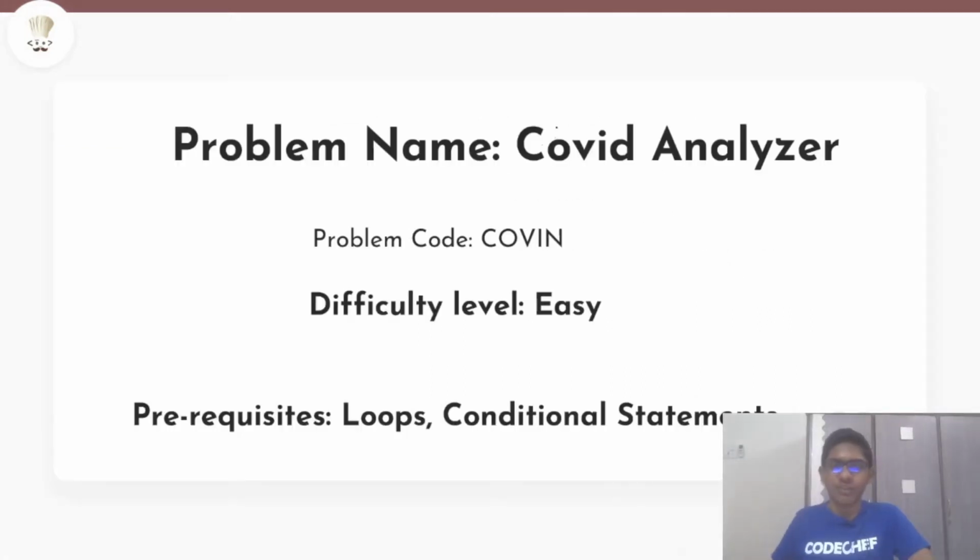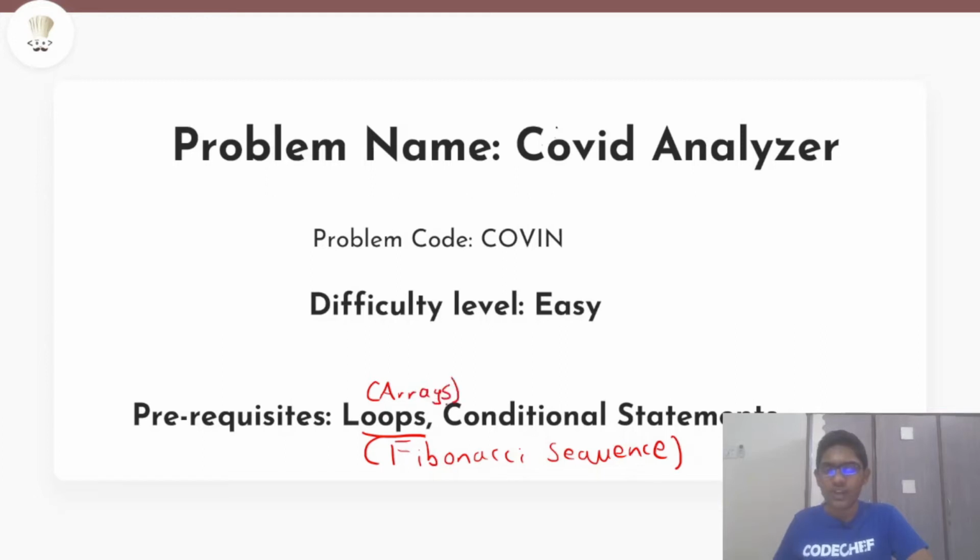So today's problem is COVID analyzer. The difficulty level of this problem is easy because you only need to know loops and conditional statements, and you only need to know how to generate the Fibonacci sequence using dynamic programming, which is actually a very basic concept of loops and arrays. And in this video, I'll show you how exactly we can compute the simple recurrence for the Fibonacci sequence, and how we can compute it in O of n using arrays and loops.